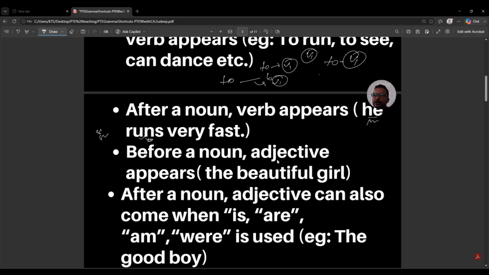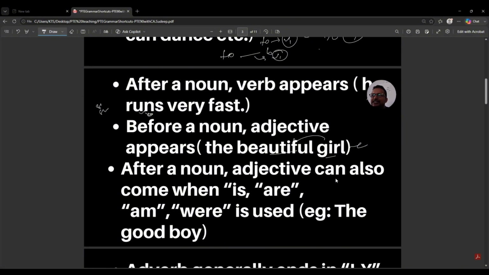And then before a noun, an adjective can come. For example, girl is a noun, and before a noun, an adjective. Beautiful is an adjective, right? The beautiful girl, the handsome boy, something like that, right? After a noun, an adjective can also come. So it is before a noun, after a noun. So a lot of confusion. Don't worry, okay? You will get it. So try to understand the context here, try to understand the compositions, then you will know. For example, after a noun, an adjective can also come.